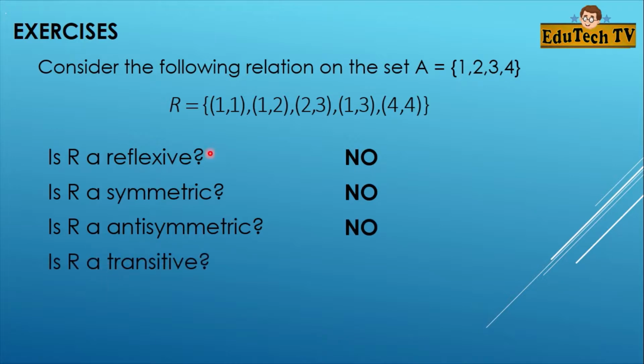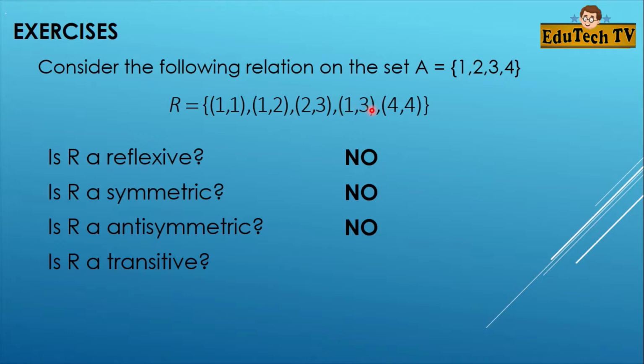Is R transitive? So 1, 1, pasok yan. So 1, 2, then we have 2, 3. So therefore, there must be 1, 3. So meron tayong 1, 3. Next, 2, 3. So since wala namang 3 yung dun sa domain, so hayaan na natin.